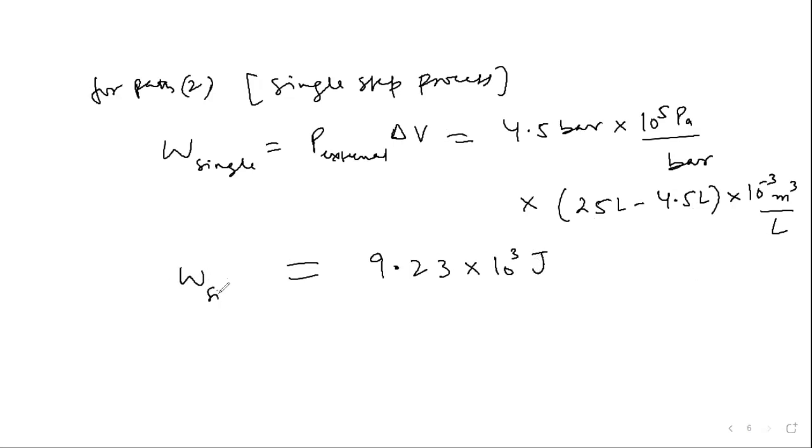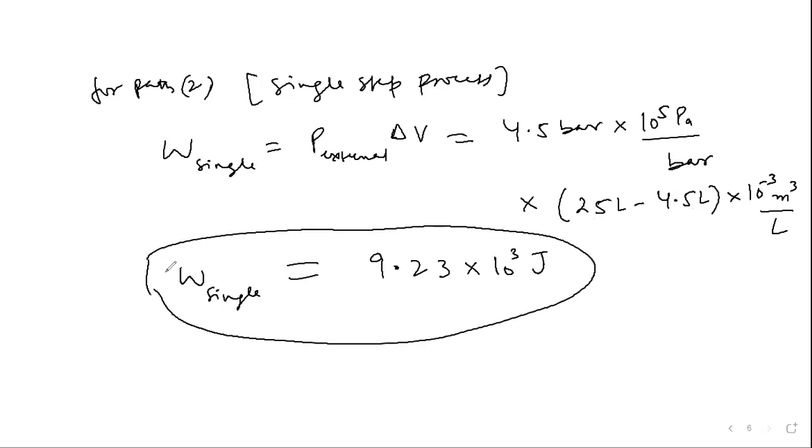So this is the work done by the gas in this single step expansion, 9.23 into 10 raised to the power 3 joule. Now let us calculate the work for path 3, which is the two-step process.